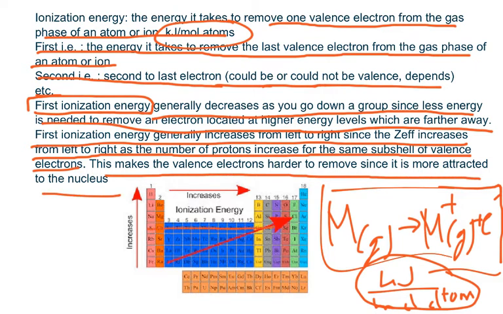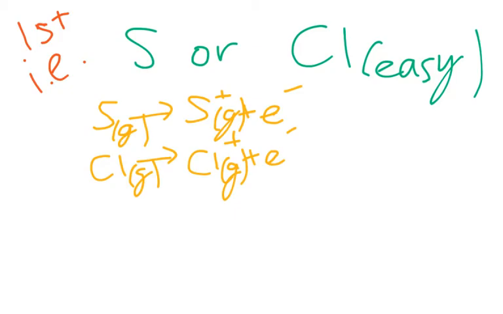So as you go to the right, the effective nuclear charge increases, so it's harder to remove the electron. So that's why when you move from left to right, the first ionization energy generally increases. Let's look at the next slide.